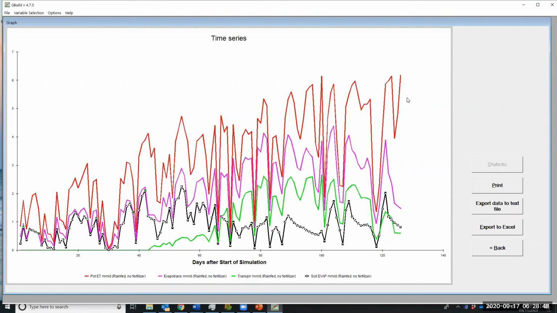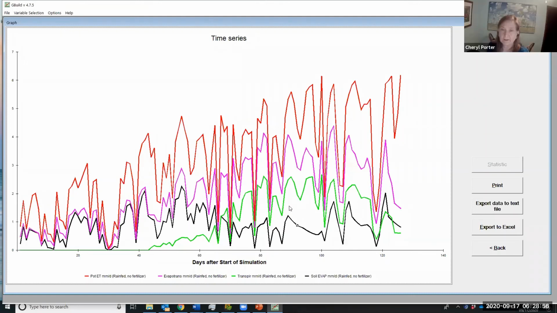Which one is the bottom one? That is the soil evaporation. It's the rain-fed. Well, so all of this is the rain-fed low nitrogen. So I switched from one treatment to another.